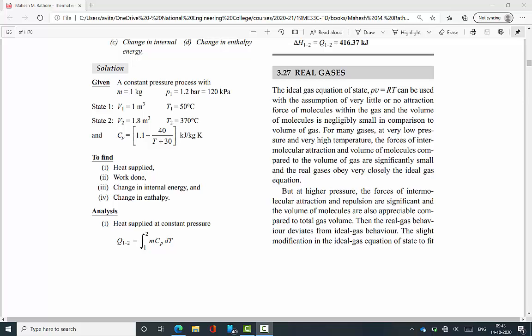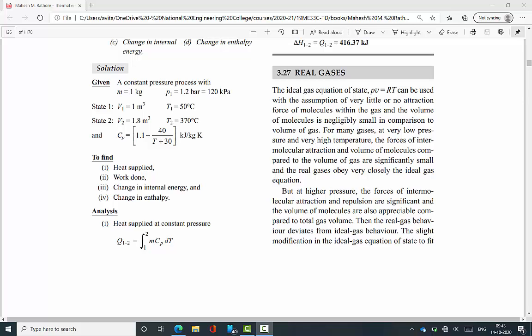For many gases at very low pressure and high temperature, the forces of intermolecular attraction and the volume of molecules compared to the volume of the gas are significantly small, and real gases obey the ideal gas law very closely. But at higher pressure, the forces of intermolecular attraction and repulsion are significant, and the volume of molecules is also appreciable compared to the total gas volume. Then the real gas behavior deviates from ideal gas behavior.